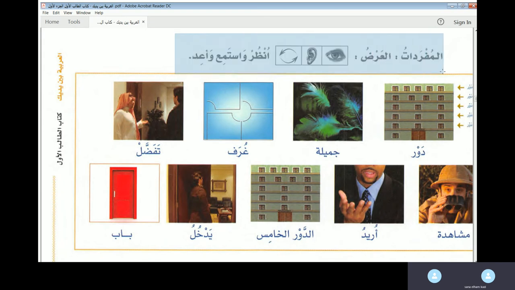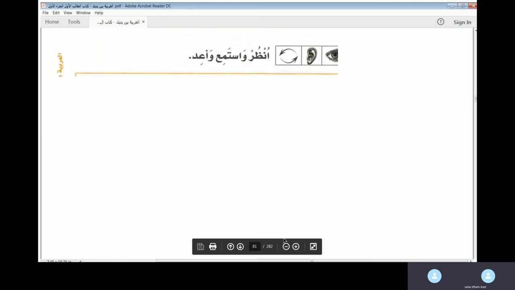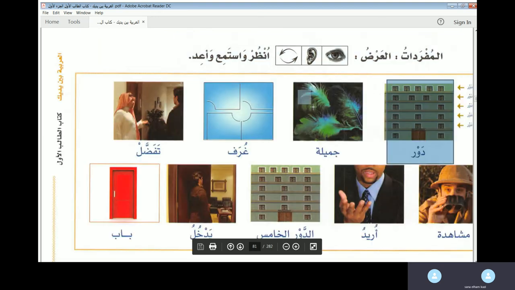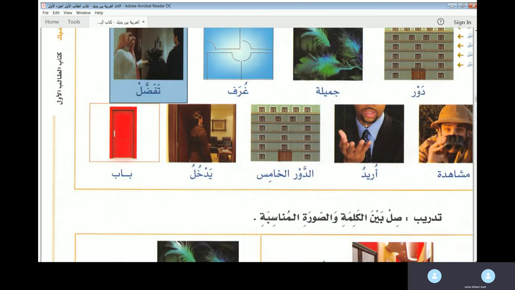Al-Mufradat. Mufradat means vocabulary. Unzur wa kurrir: look here and repeat. Daur: floor. Jamilatun: beautiful. Ghurfa: room. Ghuraf: rooms, it is a plural word. Tafaddal: please. Is it tafazzal or tafaddal? Tafaddal.